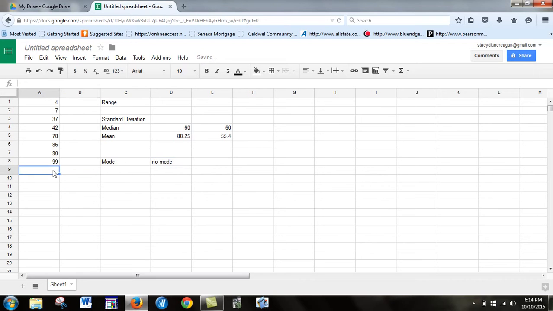If we had a number that occurred twice and everything else occurred once, that means that that number occurs most often, so that would be my mode. I can have more than one mode. You just need to find out the numbers that occur most often. So let's say I had 2 4s and 2 99s and everything else occurred once. Then my mode would be 4 and 99. I would not average them. I would simply say 4 and 99.